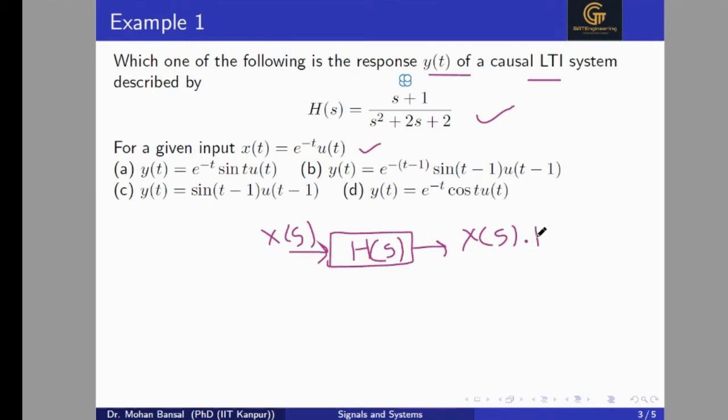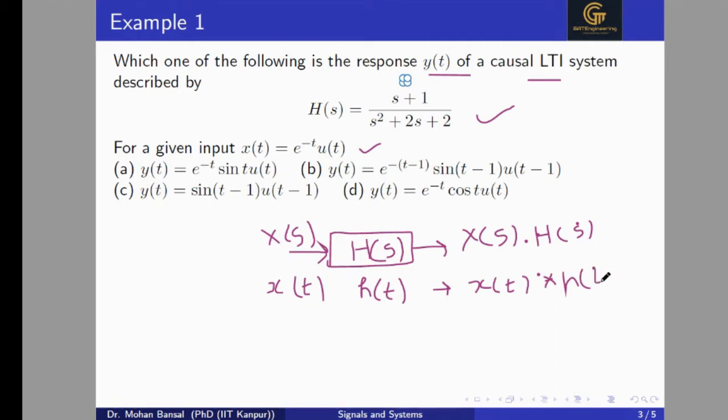In another way, in the time domain, if the input signal is x(t), the system should be in the time domain. Then the output is not a multiplication but a convolution. So y(t) will be nothing but x(t) convolved with h(t). So these are the two relations.